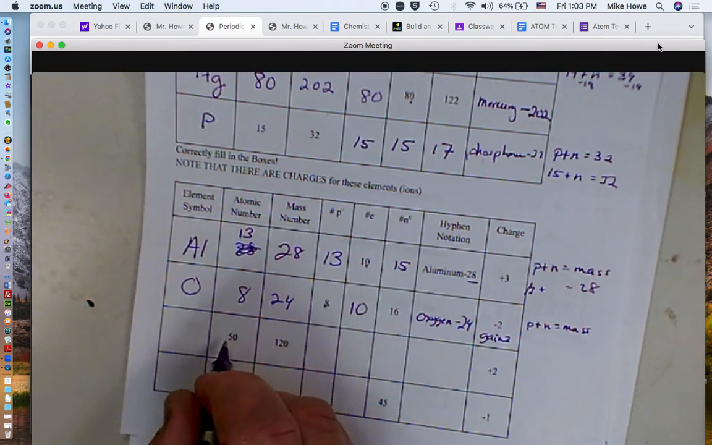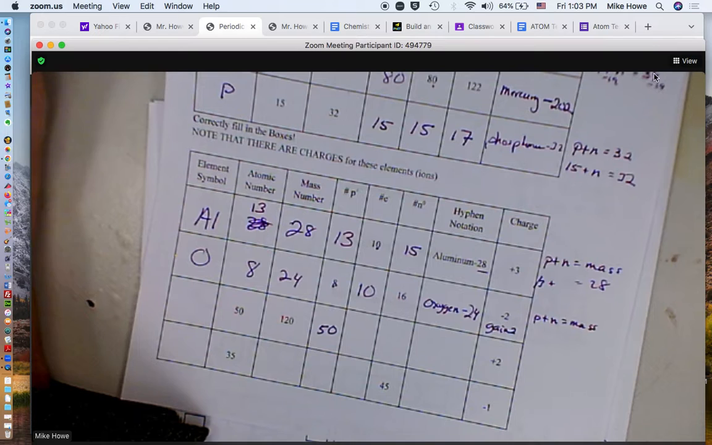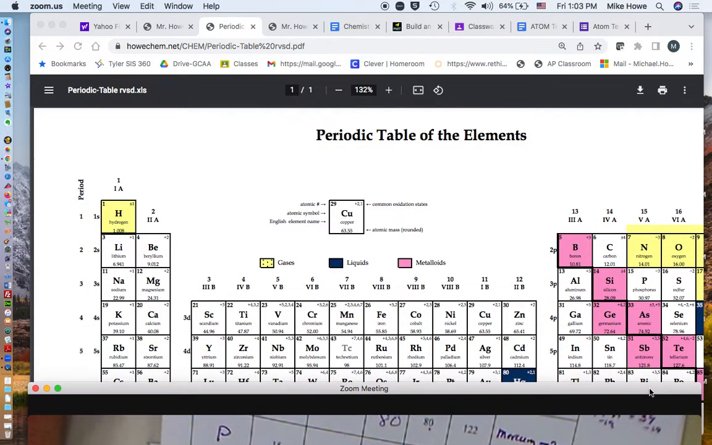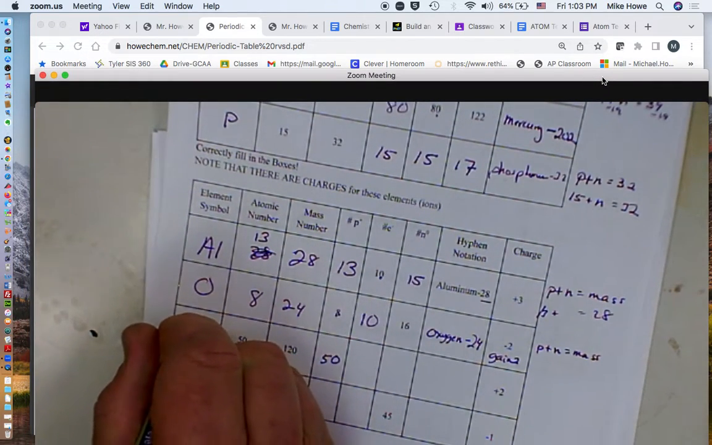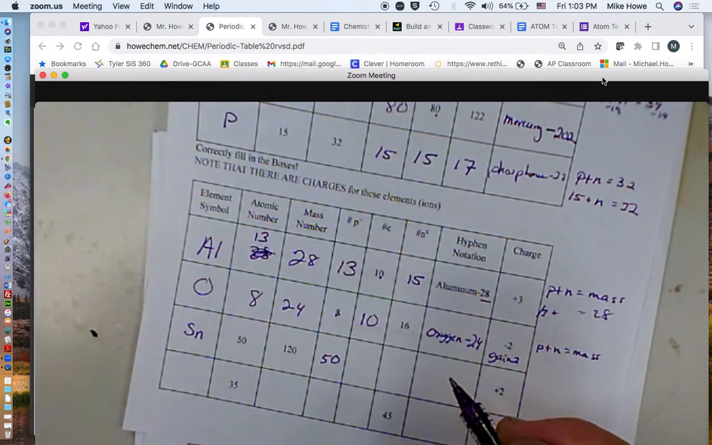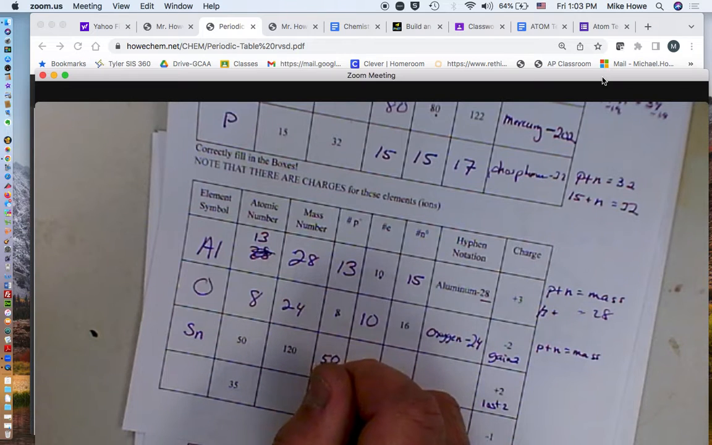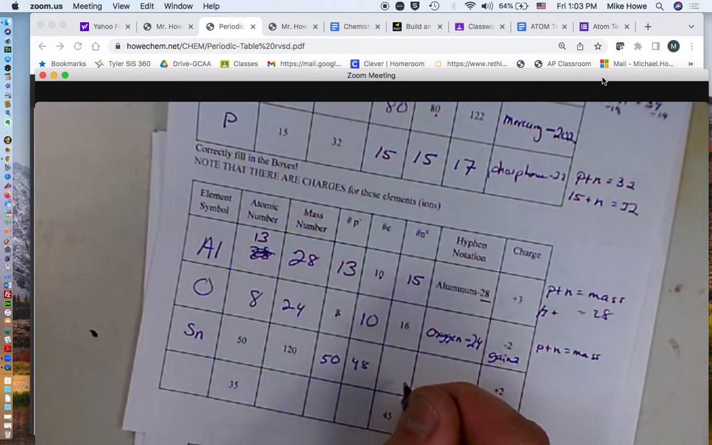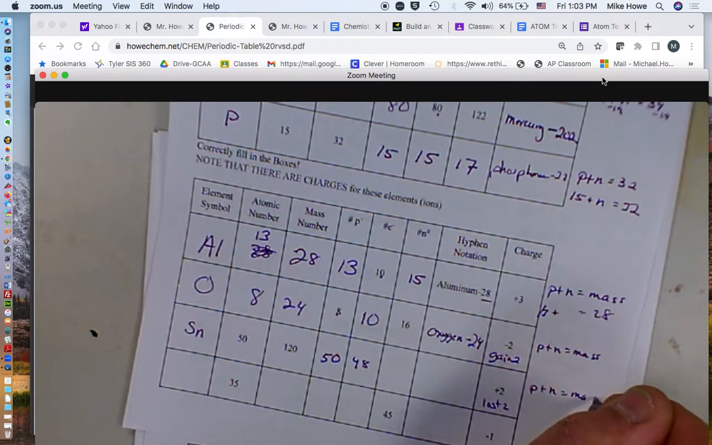Okay, for the next one, we've got atomic number of 50. Atomic number is always equal to protons, so that would be 50. Element number 50 on the periodic table, if we look at it, would be tin right here, 50. Okay, so we'd have Sn would be our symbol. The electrons would equal the protons if it was neutral, but since there's a +2 charge, it's lost 2. So it used to have 50 when it was equal to the protons, but if you lose 2, now you got 48.